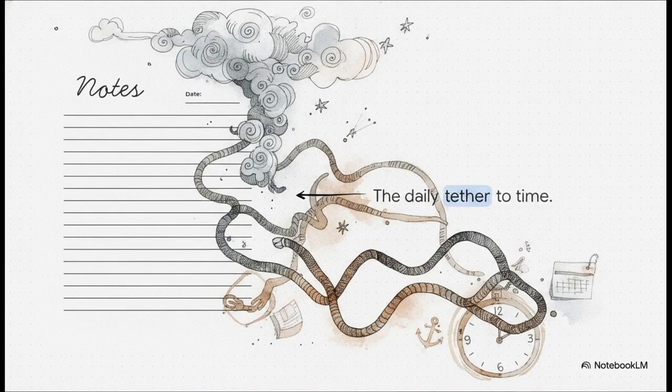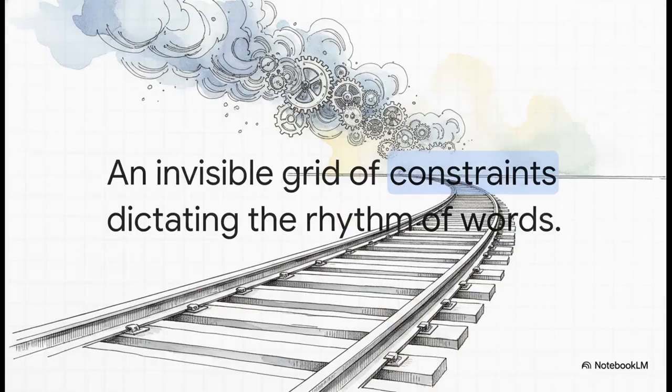Let's look a little closer at the interior structure. Right there at the top corner, we find this understated yet absolutely vital prompt for a date. It's fascinating because that little line is a tether. It grounds every single chaotic, abstract thought you record to an exact moment in physical reality. It ensures that no matter how wild your imagination gets on the page, it is forever anchored to a specific day in your life.